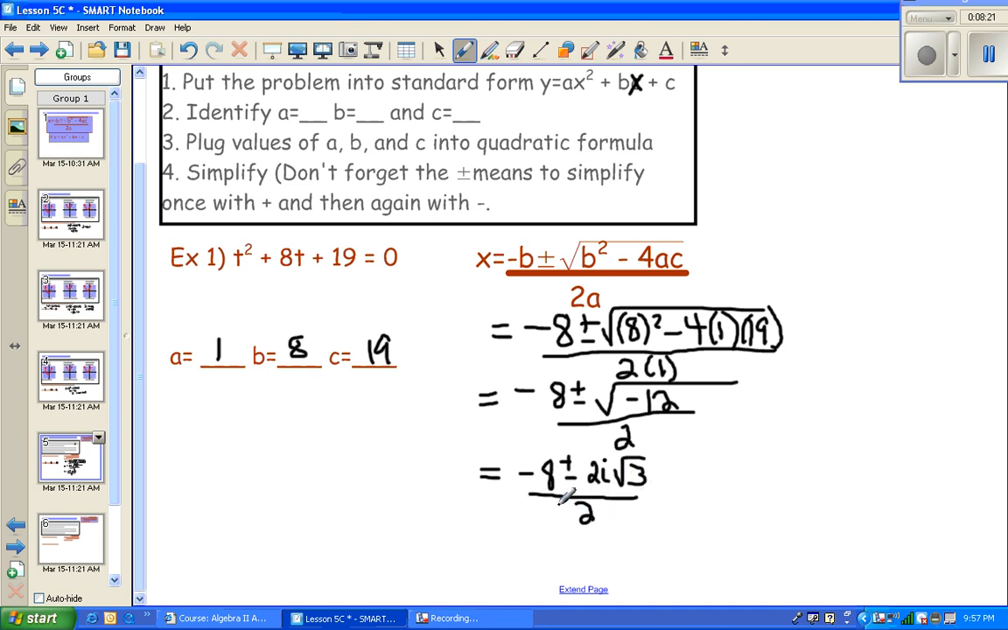And then 2. Now can 2 go into the 8 and into 2? Yes, it can. So we're going to go ahead and simplify this to -4 plus or minus 1i square root of 3. And that's two answers. That's -4 plus i square root of 3 and -4 minus i square root of 3.